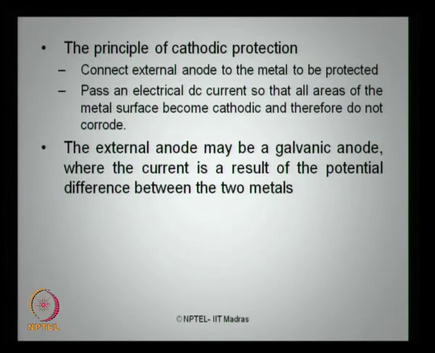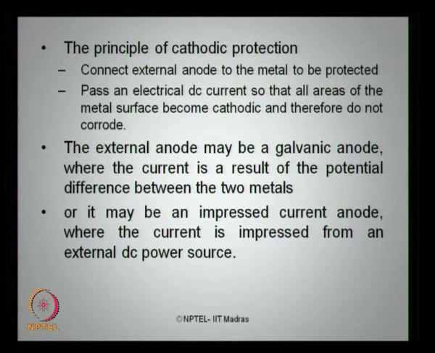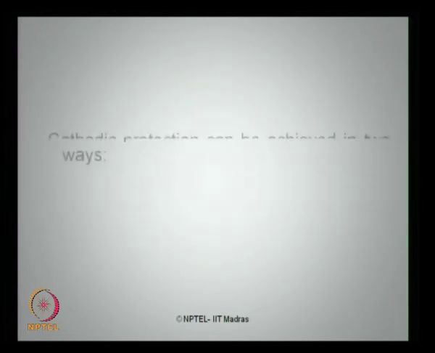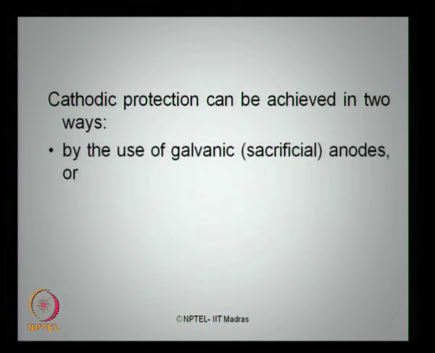The external anode which is provided may be a galvanic anode, where the current is a result of the potential difference between two metals. It can form what we call a galvanic couple, or alternatively we can use an impressed current anode, where the current is impressed from an external DC power source on the metal. Cathodic protection can be achieved in two methods. One can use galvanic anodes, which we call the sacrificial anode technique, or one can use the impressed current method, which we call the impressed current technique.